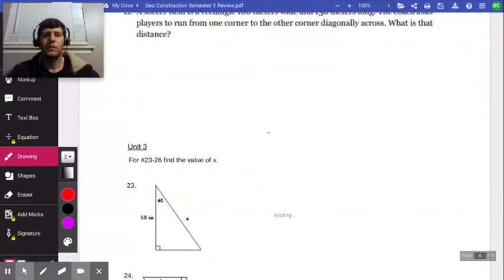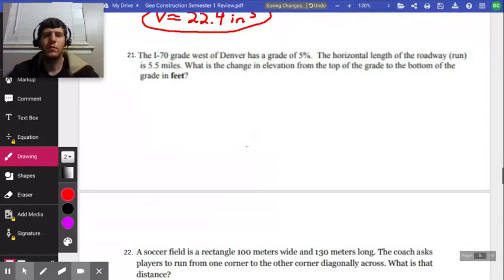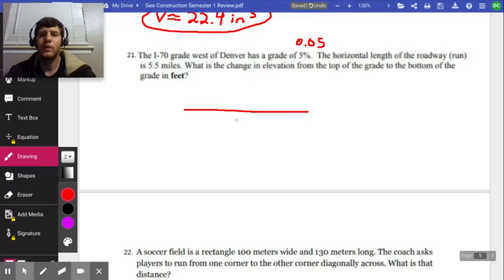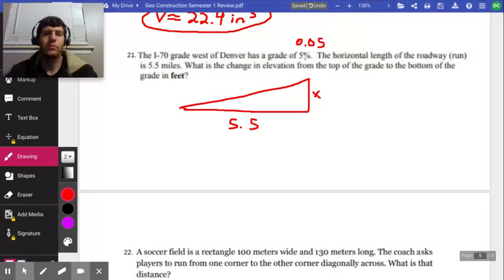Right, looks like two more here on topic 2. So the I-70 grade west of Denver is 5%, so that's 0.05 as a decimal. The horizontal length of the highway is 5.5 miles. We know the slope here, and we want to find the rise, the elevation.